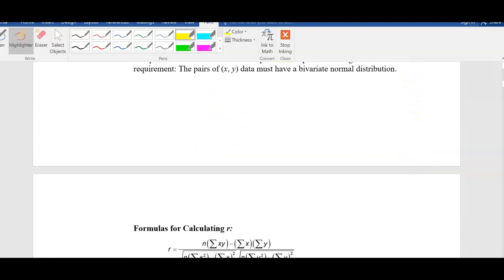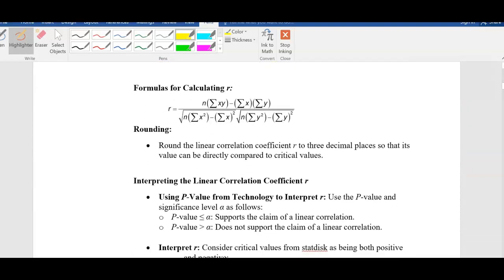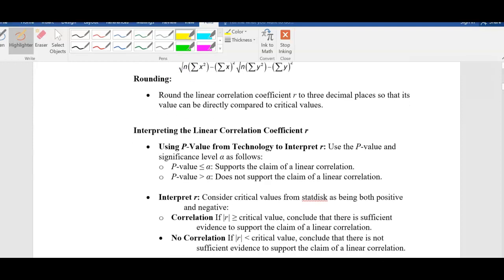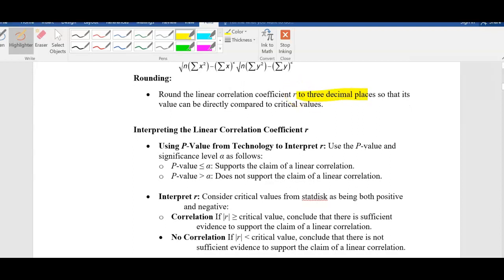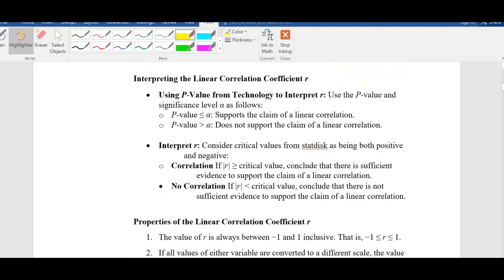All right, let's go here. We do have an R formula, so if you're at home you can use it. We will be using StatDisk. We usually round to 3 decimal places for our R. When you look at your p-value, if your p-value is less than alpha, it supports the claim of a linear correlation. The reason is that your null is no correlation.